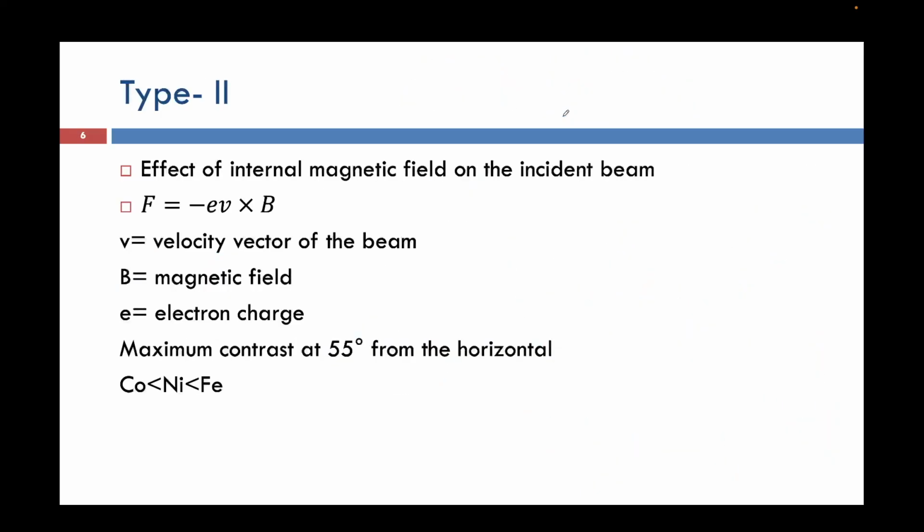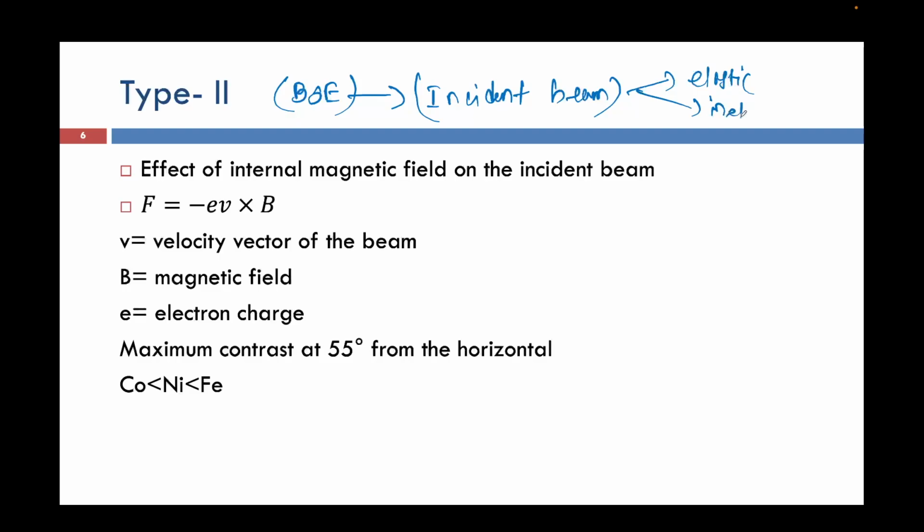Then coming to the type 2 magnetic contrast, which is due to the backscattered electrons. Backscattered electrons are the electrons which were earlier coming with the incident beam. How do they become backscattered electrons? They scatter: one is elastic scattering, another one is inelastic scattering.